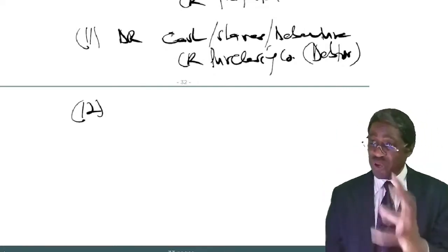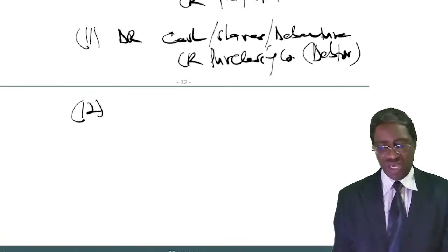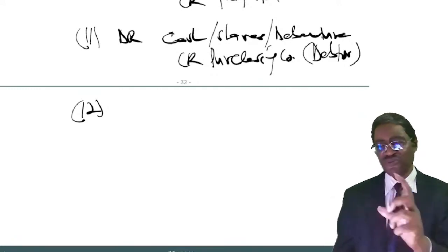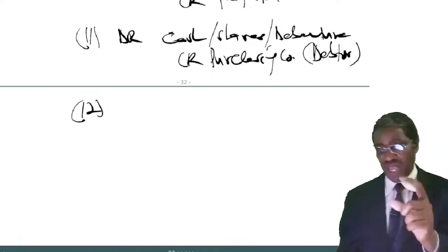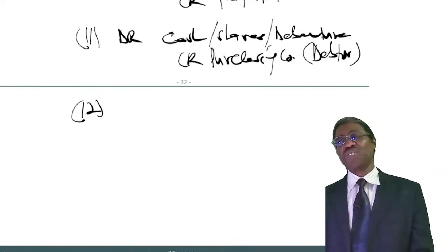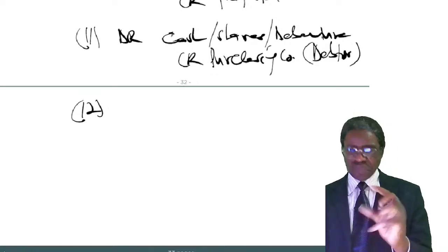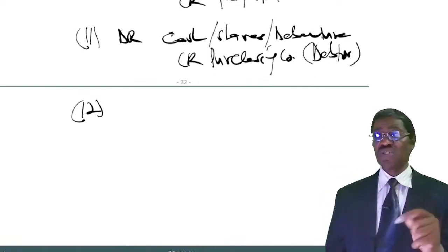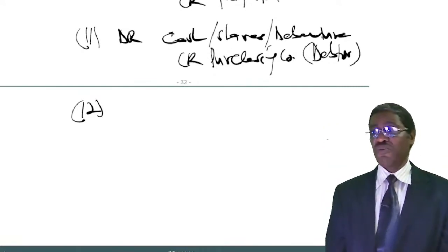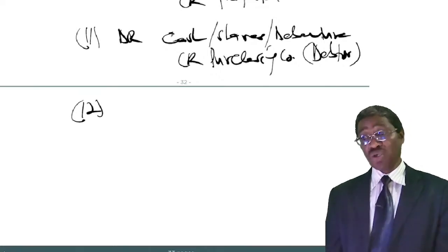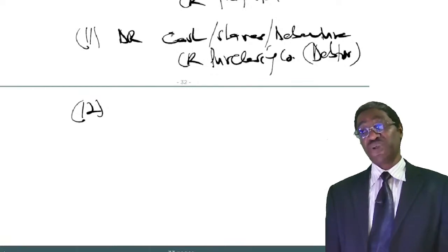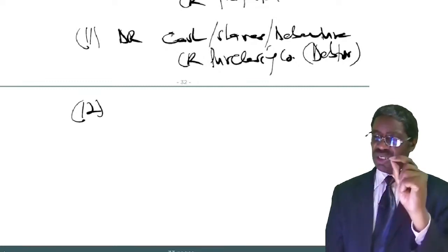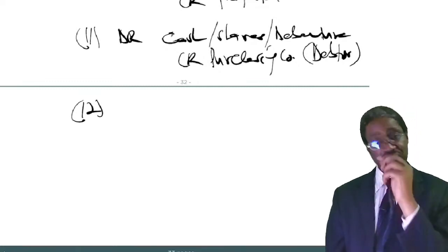Who would you pay first? Write number 12: pay the preference shareholders what is due to them, either in form of cash, shares, or debentures.